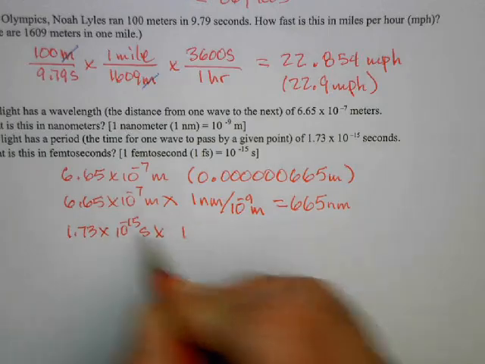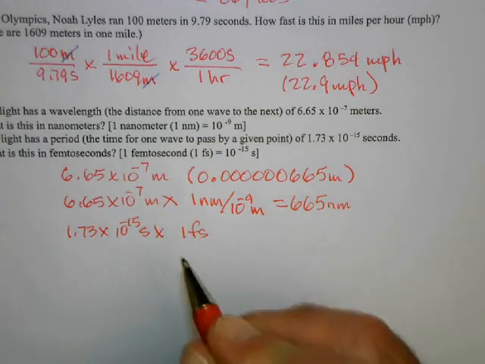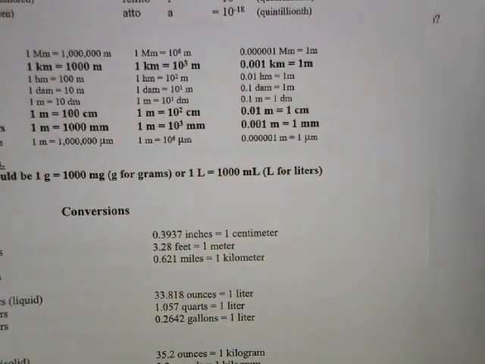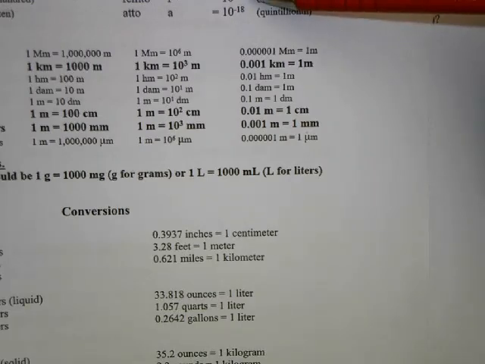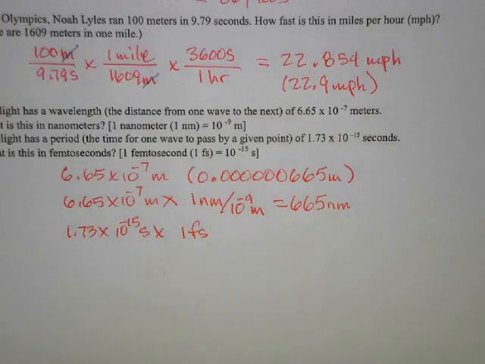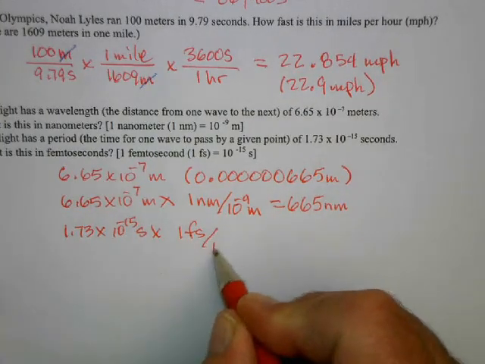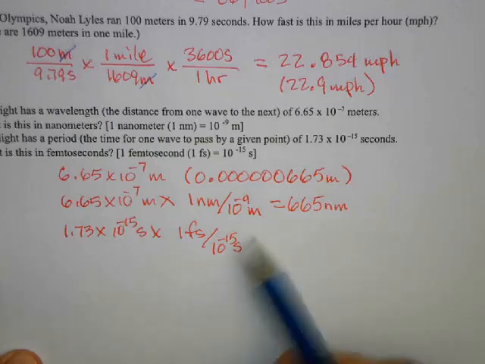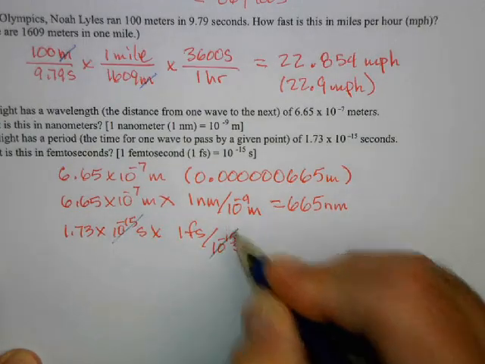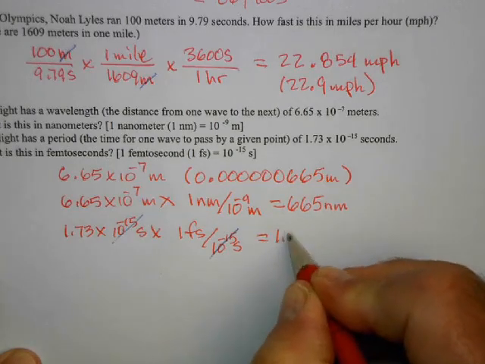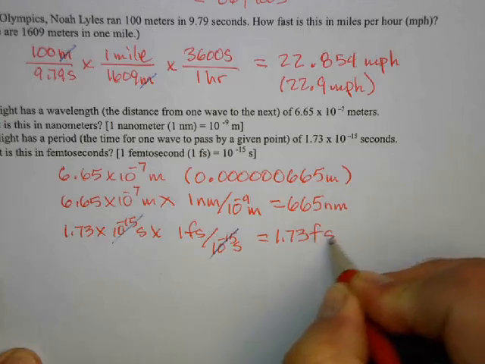And again, don't have to know this. It's here in the problem, but here is femto. Okay, this is 10 to the minus 15. That's the quadrillionth of a meter. And what's kind of nice about this one is that's 10 to the minus 15. That's 10 to the minus 15. They just cancel. And I'm left with 1.73 femtoseconds.